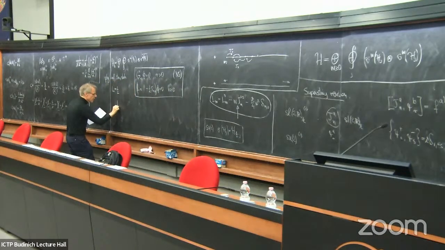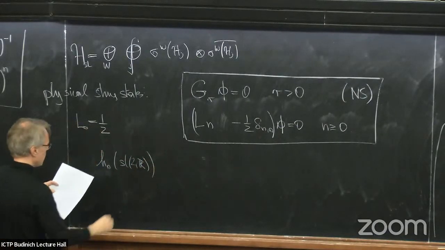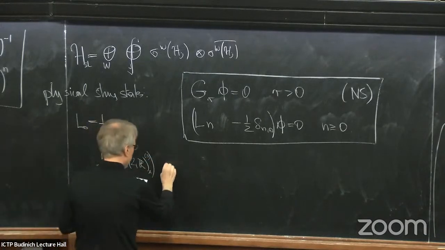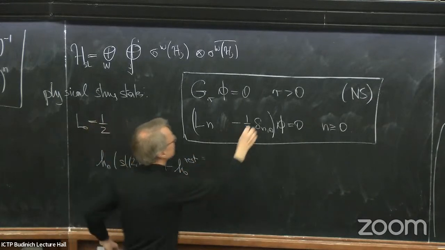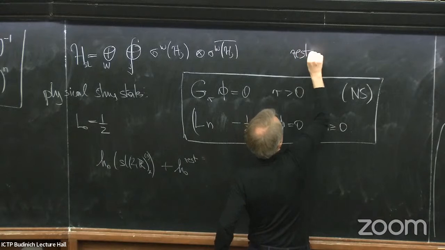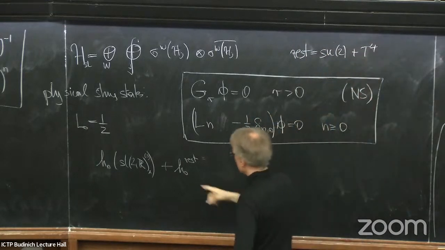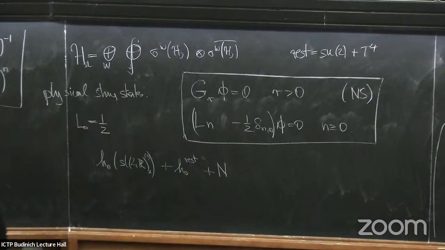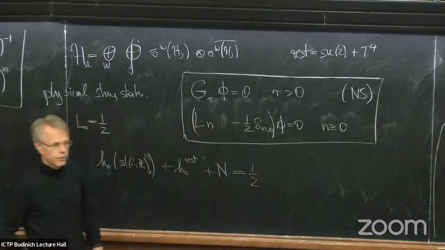So the L0 condition will amount to the H0 of SL2R for my SUSY theory at level K, plus the H0 of the rest. The rest is SU2 plus the torus. So this will be the ground state conformal dimension. Then there will be some excitation number, the total excitation number coming from everybody, and that has to be equal to a half, right? That's the mass shell condition that I will have to impose on this spectrum.